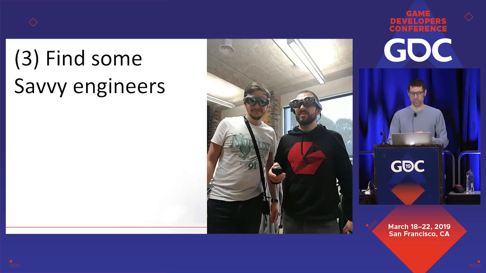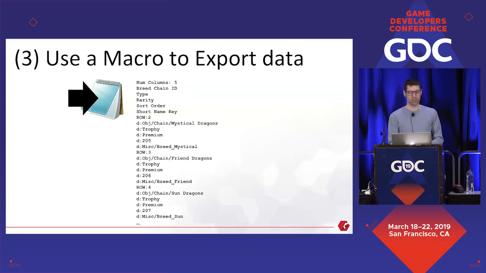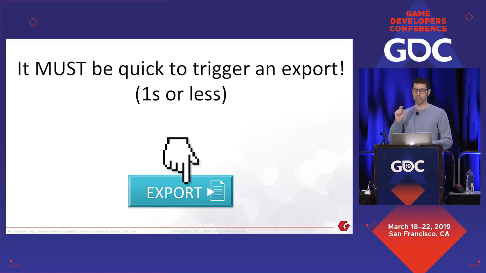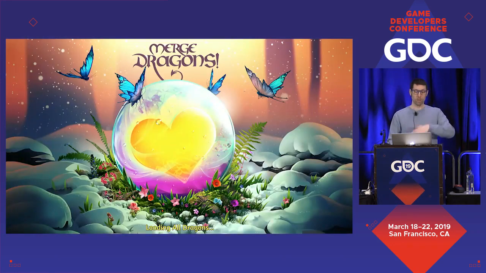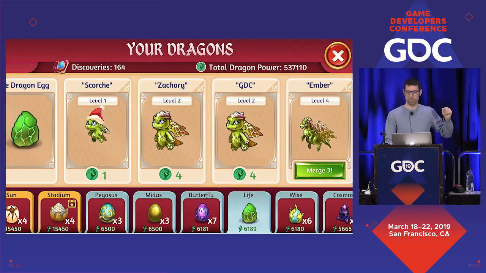And then step 3, you find some savvy engineers and have them create a simple generalized macro or script that exports the data to whatever format they desire. And this same script should work on every sheet. And this is really where the magic happens. And it must be quick to trigger an export. A single button press, a keyboard shortcut. If you have to dig into a folder to find a script file every time, or if you have to open a console and type a command, that's too much friction and it's a failure. Make it nice and fast. And the good news is, it actually is pretty easy for your engineers to do something like this. Step 4, your engineer makes sure code can read in that exported data, accounting for any new sheet or columns that you've added. And then your game loads or hot loads the data, and voila, your data's in the game.